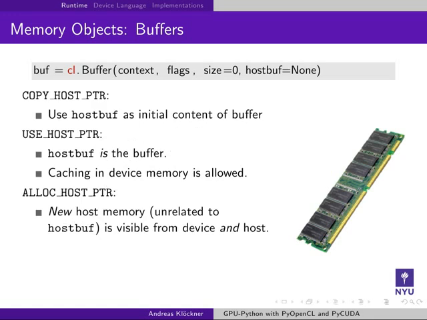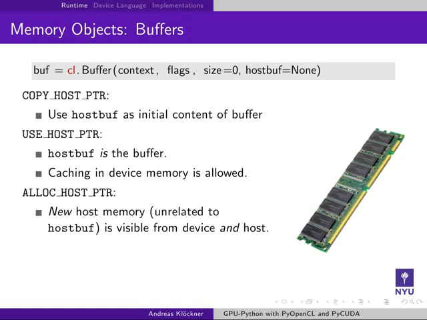There we go. Simplest is copy host pointer. So you give it a numpy array here, and then the last argument that just precedes the contents of the buffer with the contents of the memory that you give it. Simple enough. Use host pointer is a little bit more subtle.